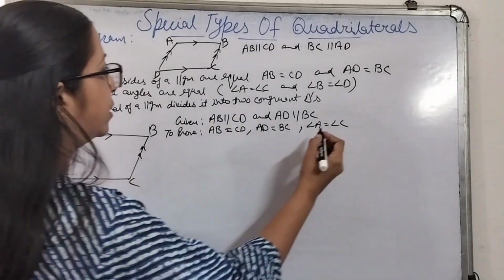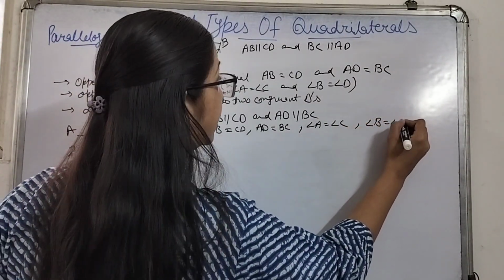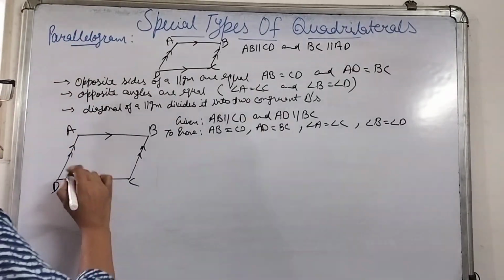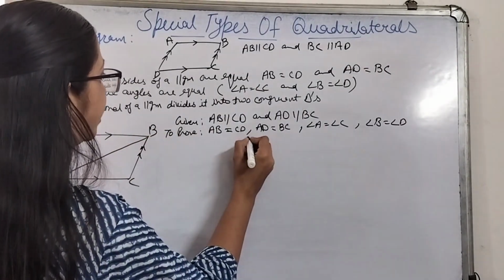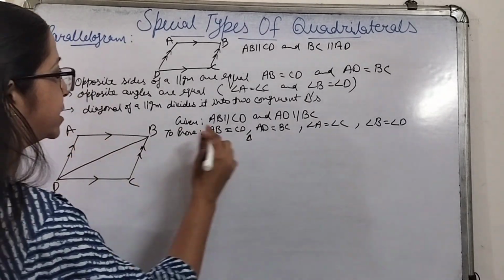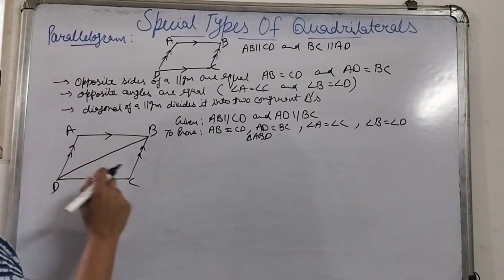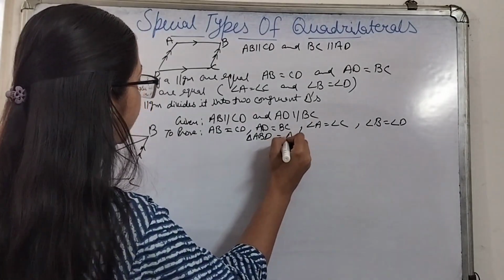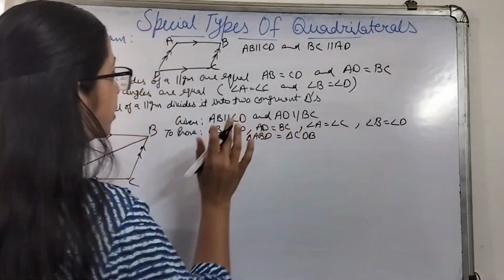We need to prove angle B is equivalent to angle D. It is equal, that we need to prove. And the diagonal is dividing it into two congruent triangles. That means we need to prove that triangle ABD is congruent, or say equal, to triangle CDB. All this we need to prove.